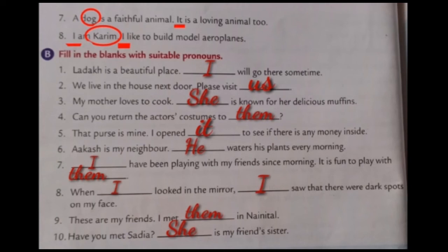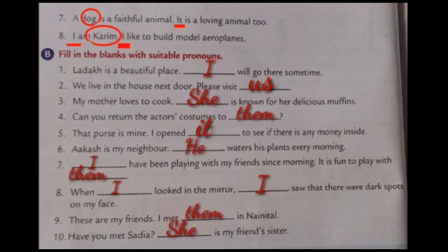Sixth one, Akash is my neighbor. He waters his plants every morning. Here the answer is he. Seventh one, I have been playing with my friends since morning. It is fun to play with them. I repeat, I have been playing with my friends since morning. It is fun to play with them. Here the answers are I and them.